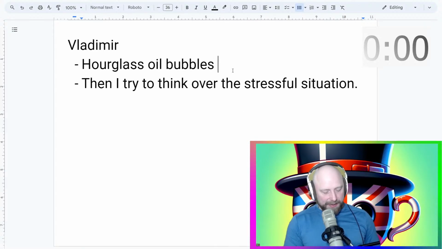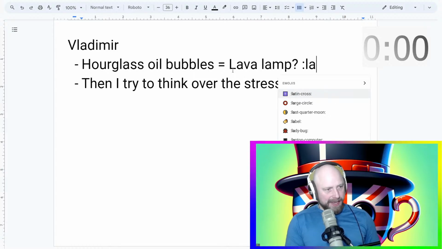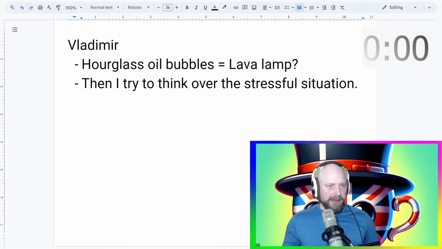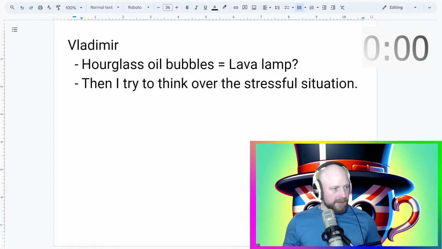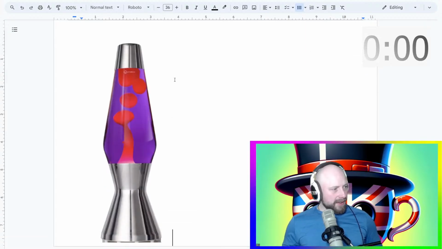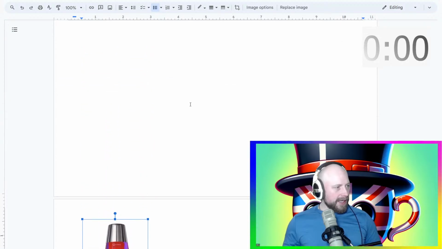Hourglass oil bubbles. I think, are you talking about a lava lamp, by the way? Let me get a picture of a lava lamp, because I love lava lamps, actually. I know they're so 70s and cheesy, but I love them. I think they're so cool, and they're so real as well. There you go. Just like that. Lava lamp. Great. Who doesn't like lava lamps?